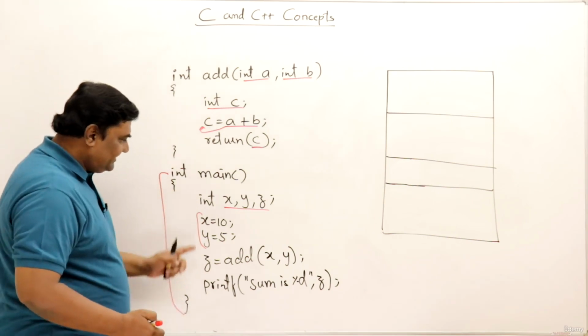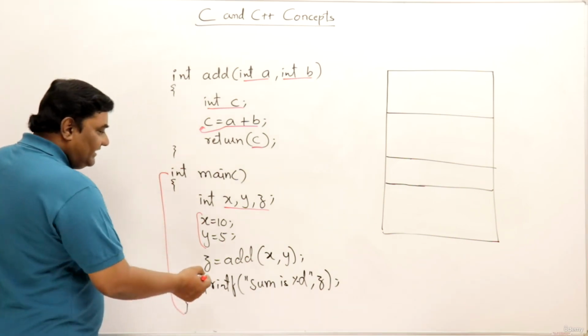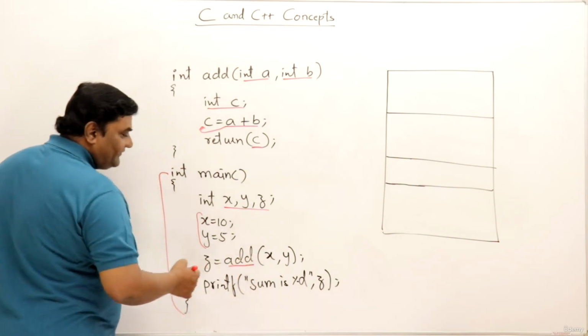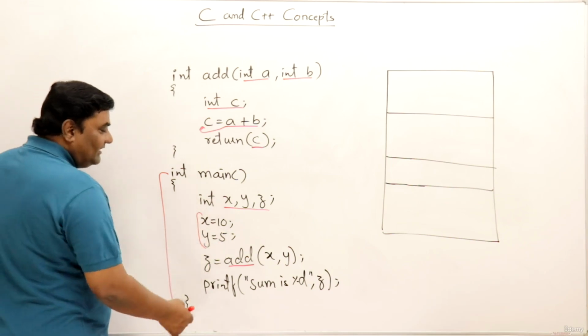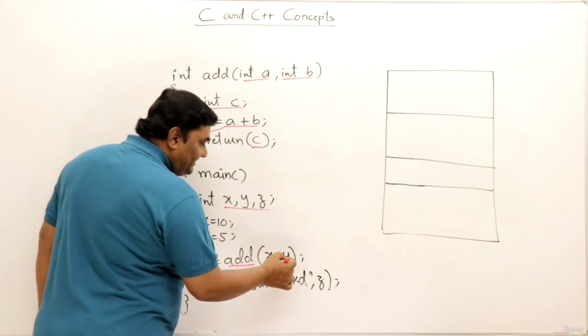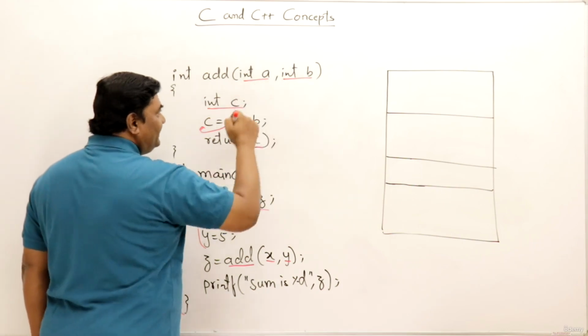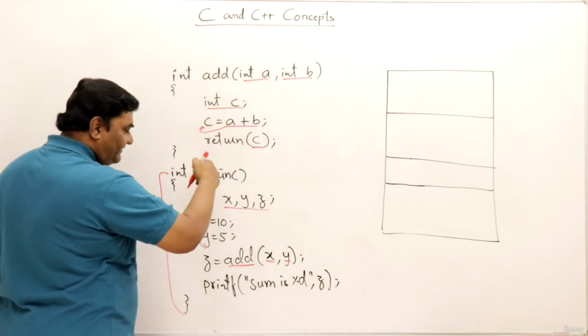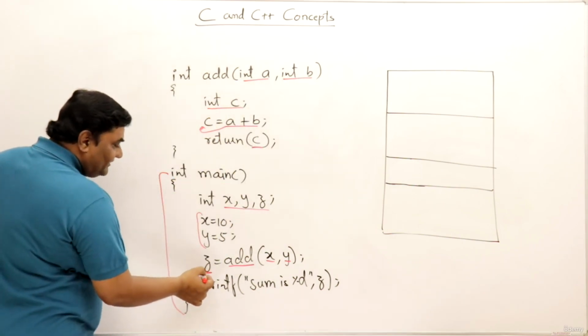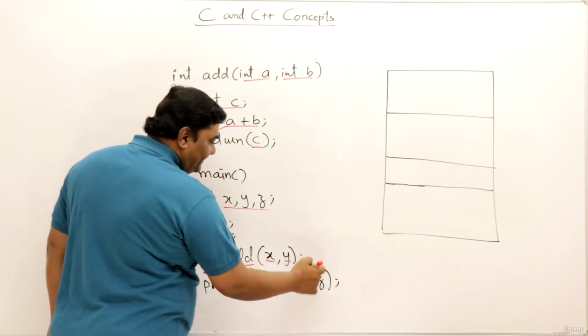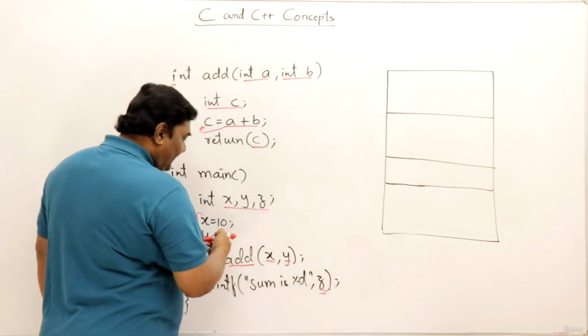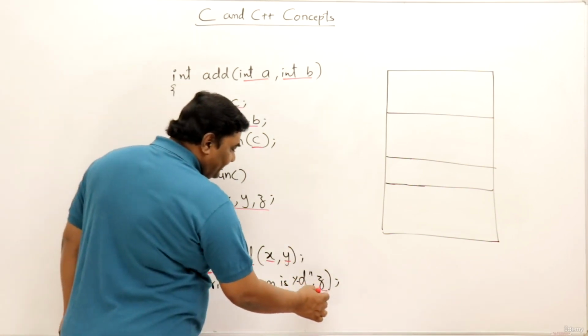So if we go back to the main function, here I am calling the add function. This is a function call, and I am passing two parameters x and y. These values will go into a and b. It will add them and return the result. That result will come into this z, and then it will print this value z. So as per this example, it will print the value 15, right?